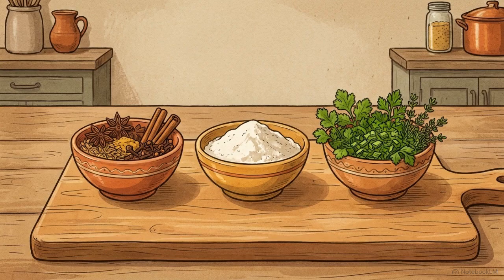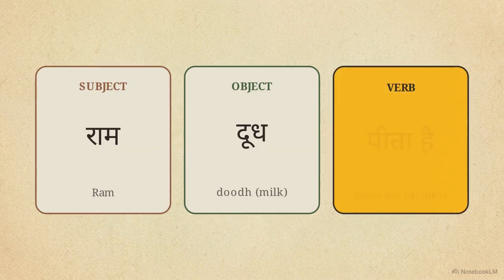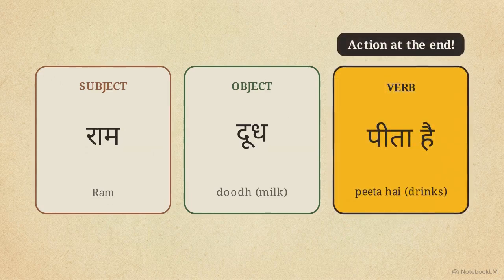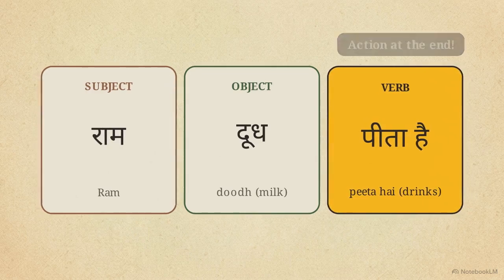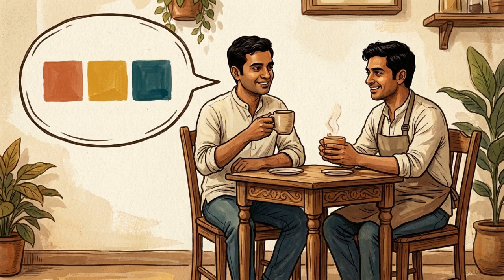Now that the ingredients are prepped, we can assemble a full sentence using the subject-object-verb sequence we practiced earlier. We'll start with the subject, the person doing the action. We'll put the name Ram at the very beginning. Next comes the object, or our noun ingredient. We'll use the word for milk, which is dood, and place it in the middle. Finally, we add the verb. We take the action drinks, pita hai, and place it at the end. The full sentence is, Ram dood pita hai. Ram drinks milk. This subject-object-verb framework is the primary structure used for most daily conversational statements.